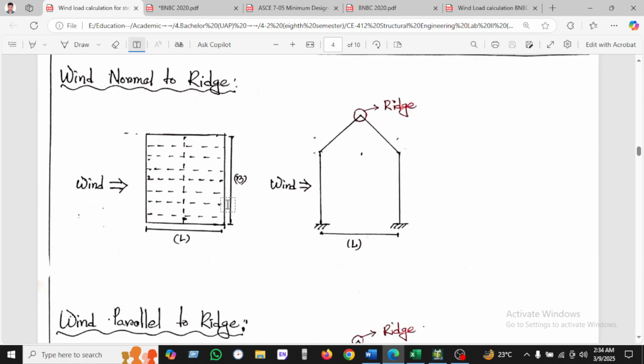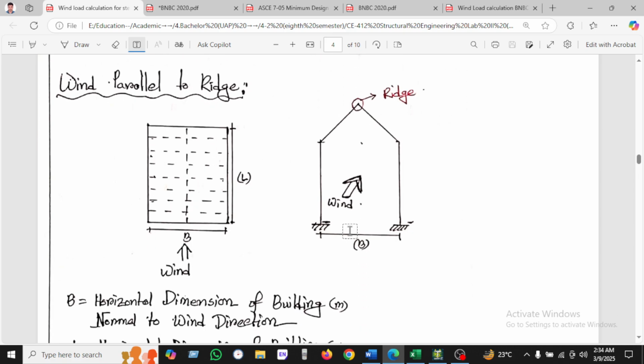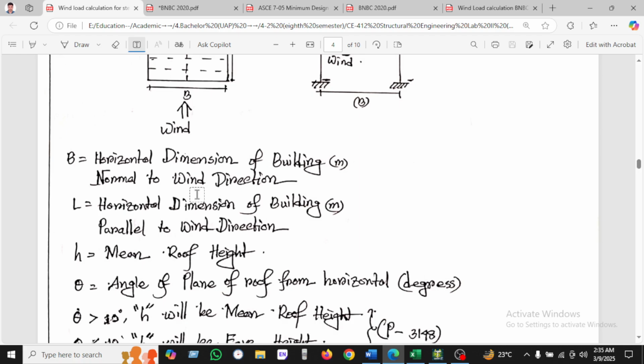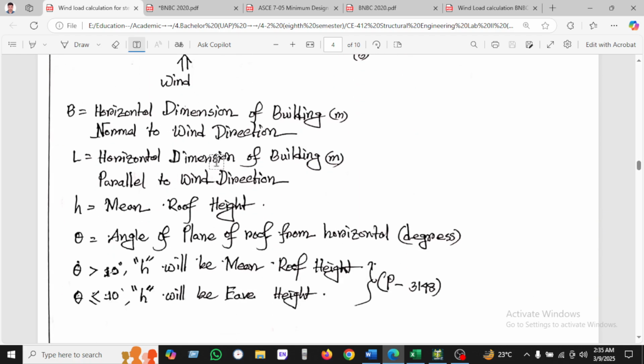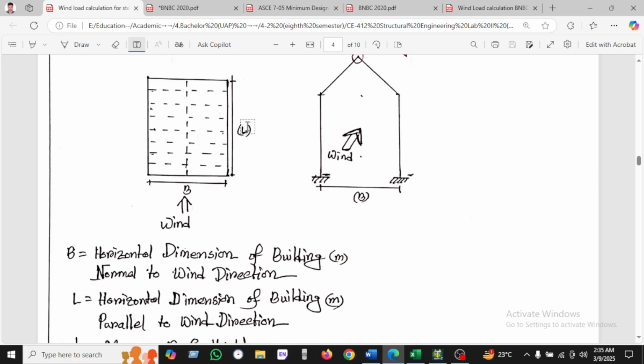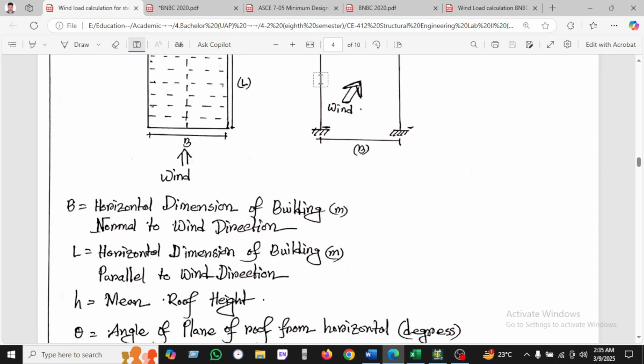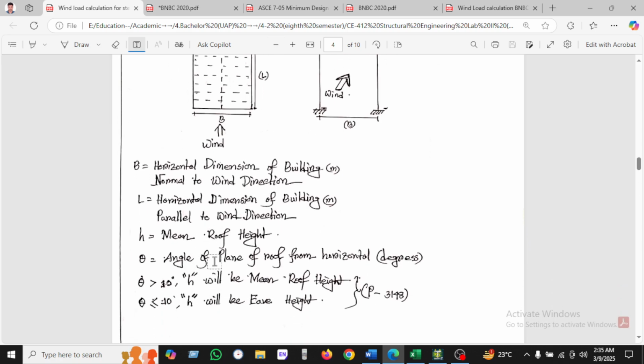So wind normal direction means perpendicular. Normal is always perpendicular to the ridge, so it will be acting like this. When parallel, the wind goes along with the ridge; we call that parallel to ridge. B is the horizontal dimension normal to the ridge, and L is the horizontal dimension parallel to the ridge. h is the mean height, and theta is the angle of the plane of the roof from horizontal. When theta is greater than 10, h will be the mean height, as given on page 3148. When theta is less than 10 degrees, h will be the eave height.